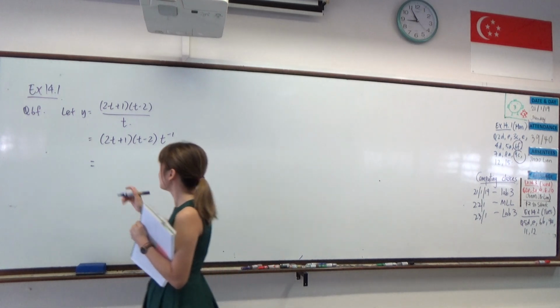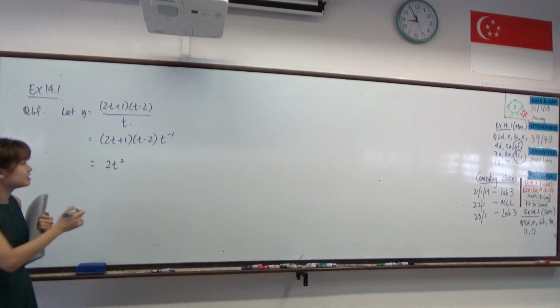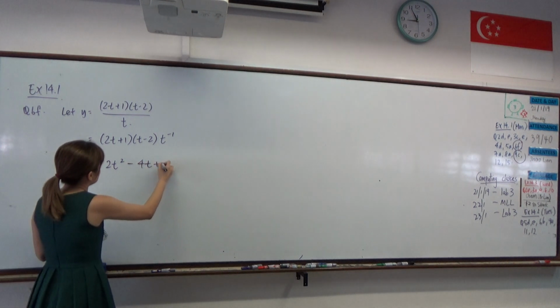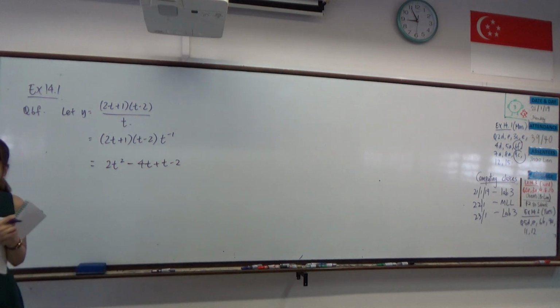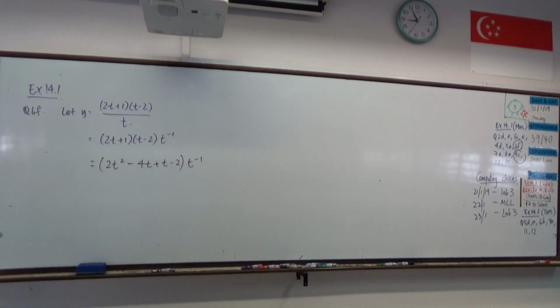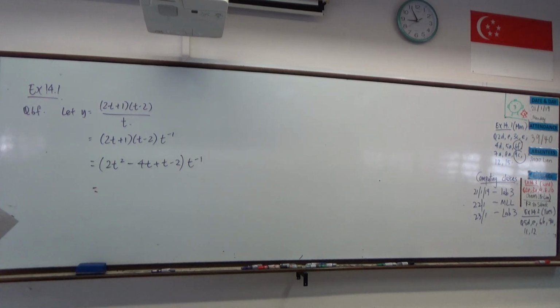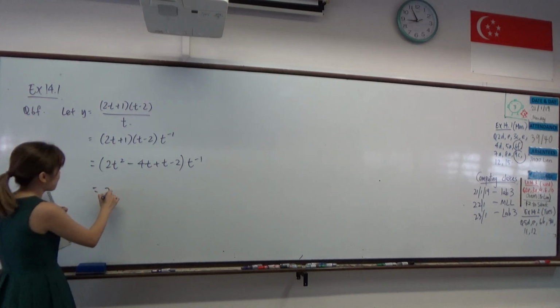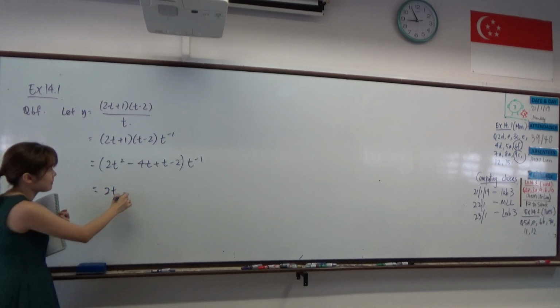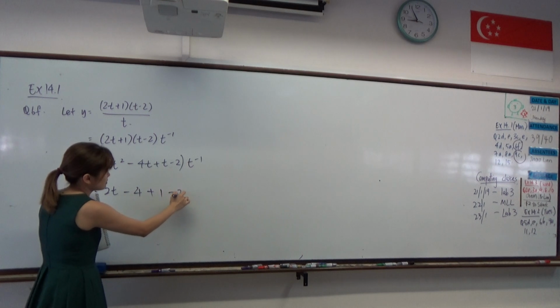2t square minus 4t plus t minus 2. Then, bracket t minus 2. Then expand, how? 2t minus 4 plus 1 minus 2t minus 1.